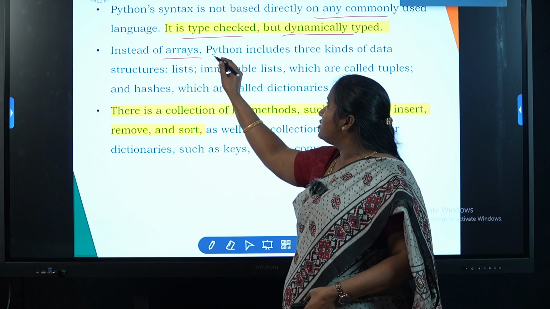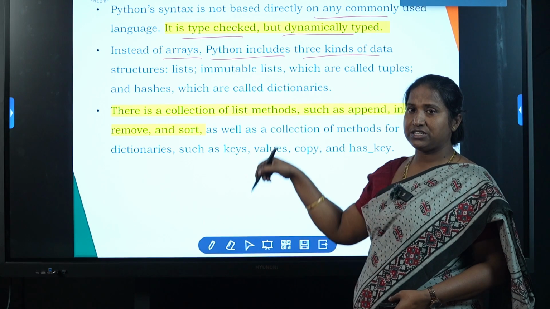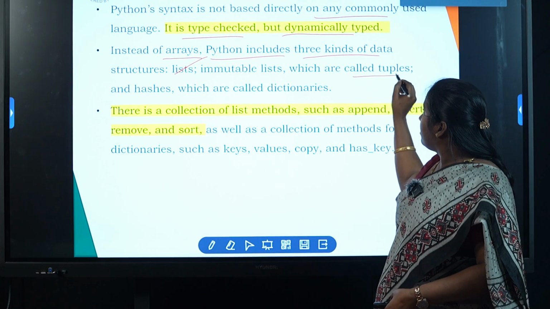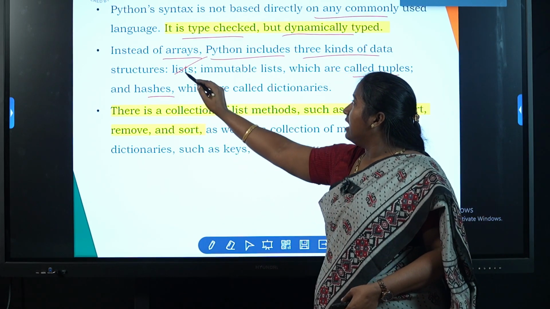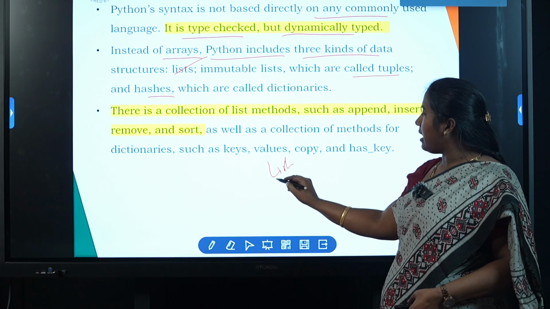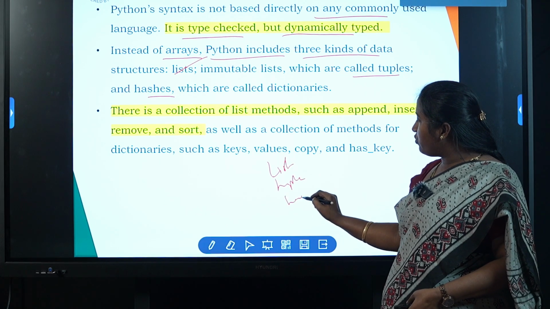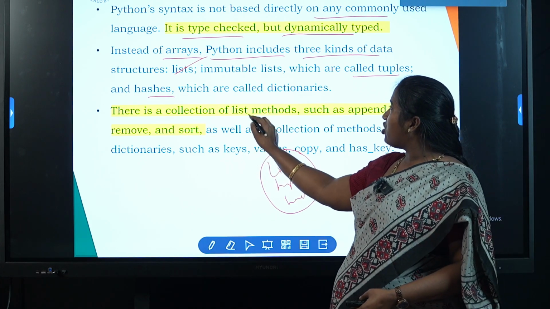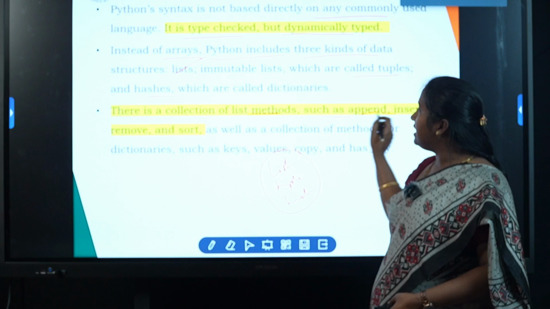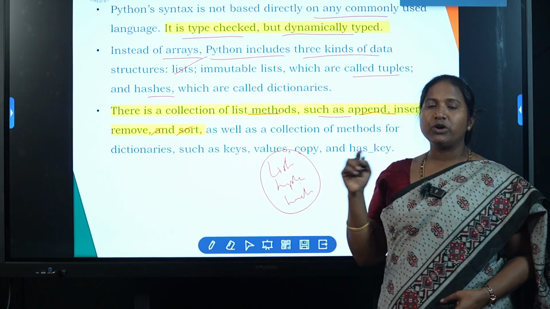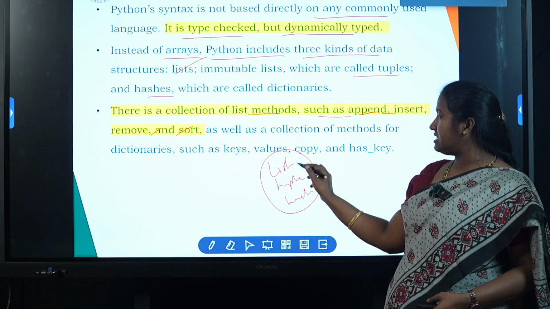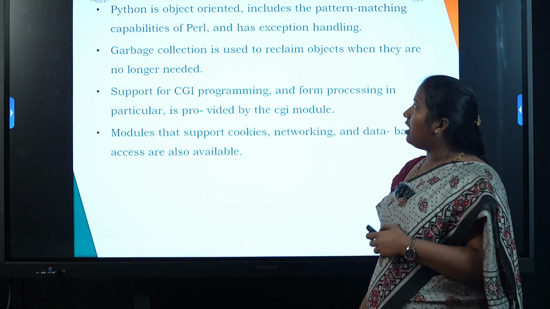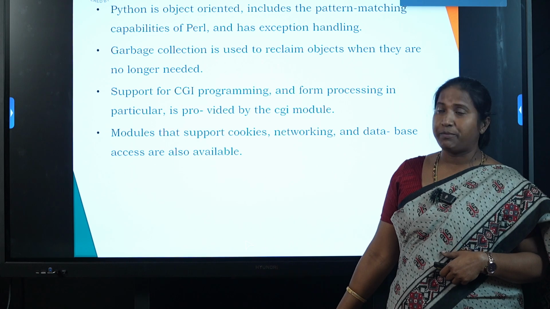Now, instead of arrays, Python includes 3 kinds of data structures: lists, tuples, and hashes. So list, tuple, hash. These are the 3 data structures we use in Python. There is a collection of list methods such as append, insert, remove, and sort. These are the operations we perform on these 3 data structures. So this is about the normal things we have to understand about Python.